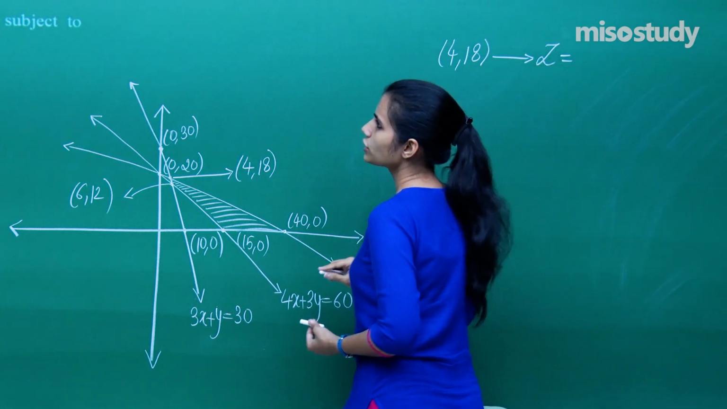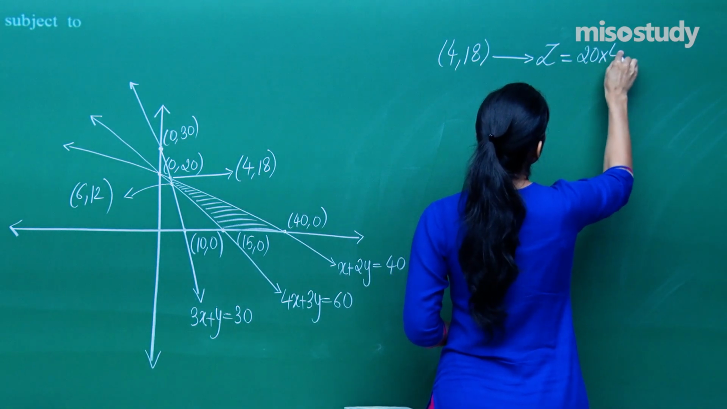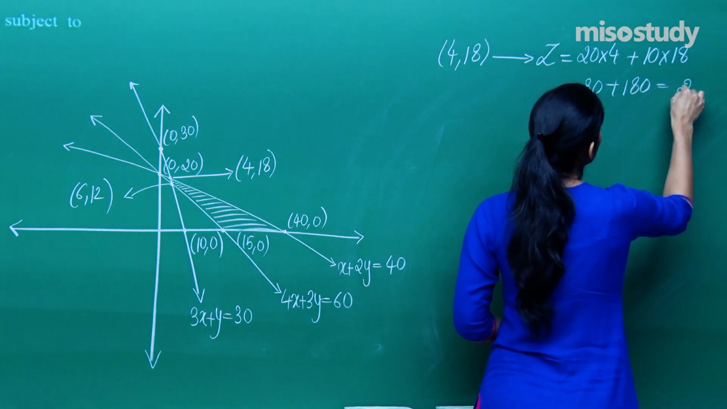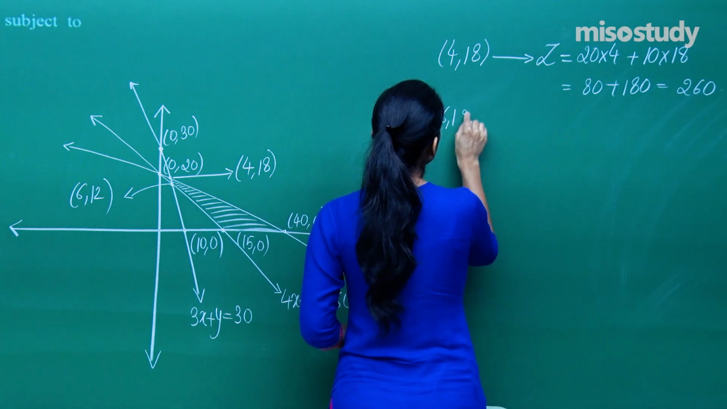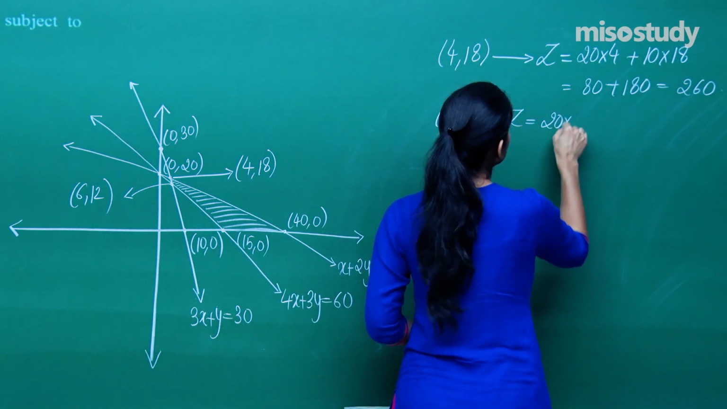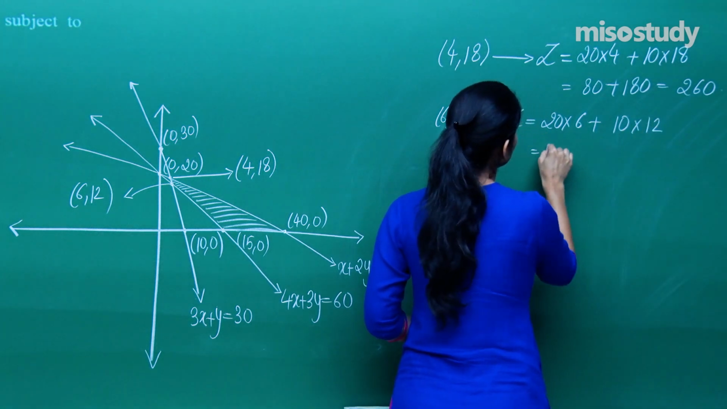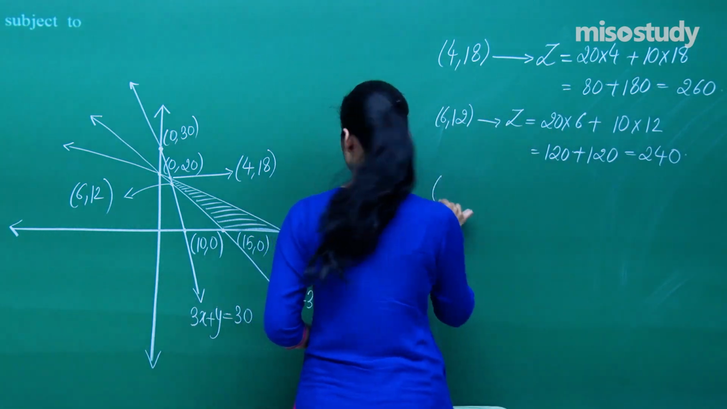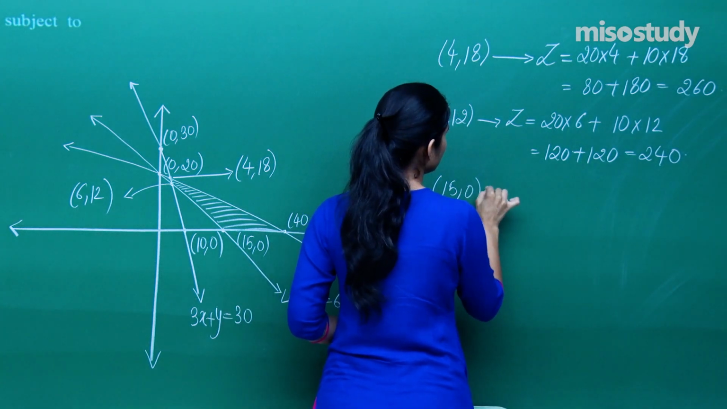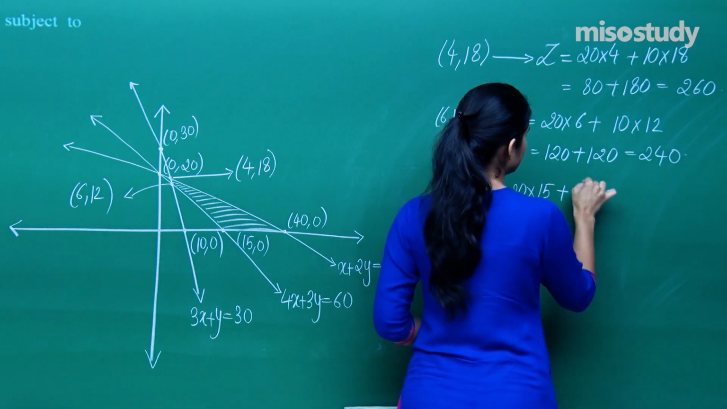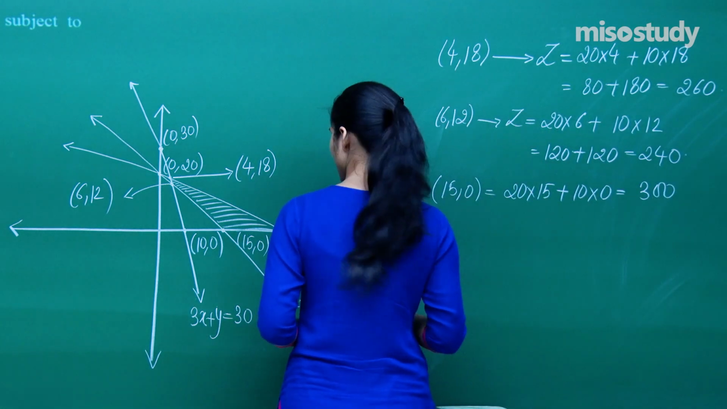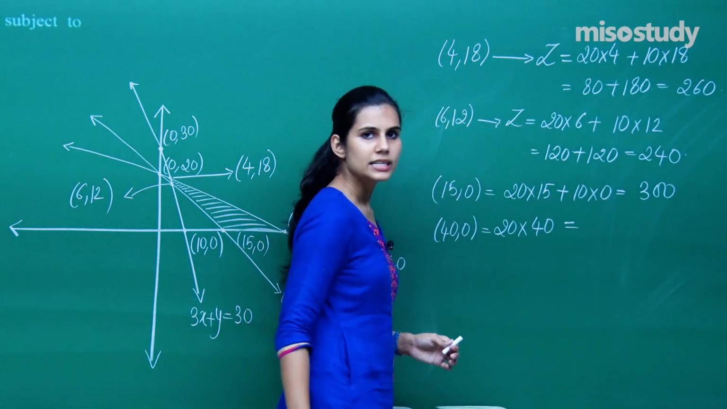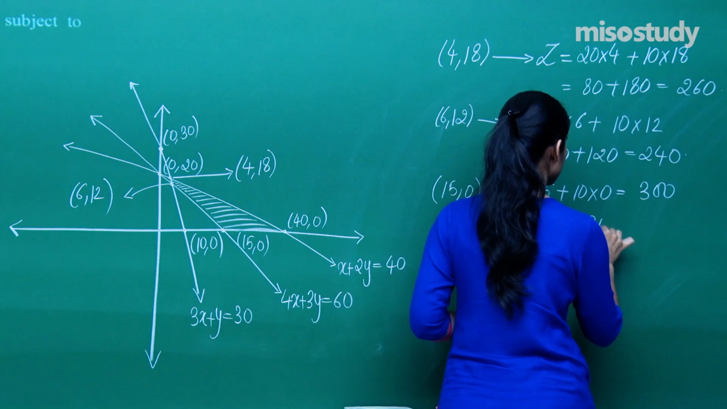At this point, z is equal to what? 20x plus 10y. 20 into 4 plus 10 into 18, which is 80 plus 180, which is 260. Then I have 6 comma 12. Z is 20x plus 10y, which is 120 plus 120, which is 240. Then you have third, 15 comma 0, which is 20 into 15 plus 10 into 0, which is 300. And last you have 40 comma 0, which is 20 into 40 plus 10 into 0. So 20 into 40 is 800.